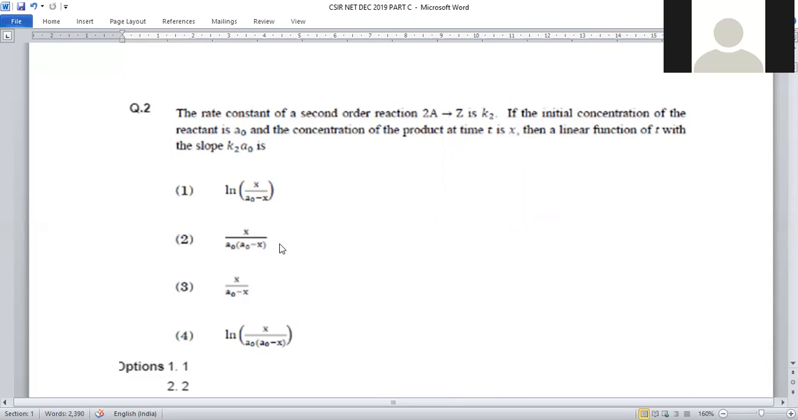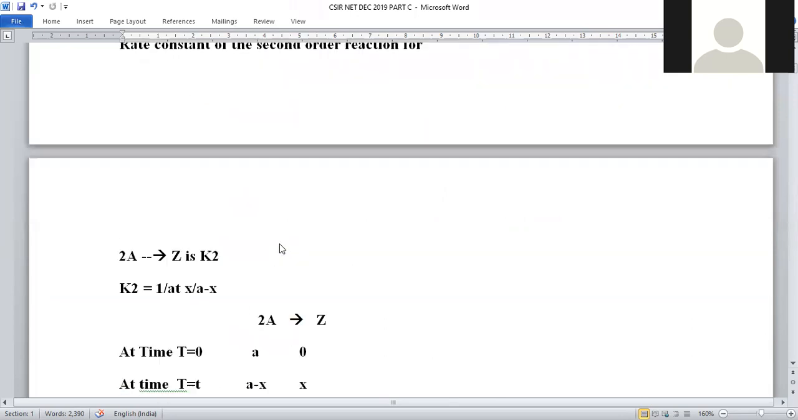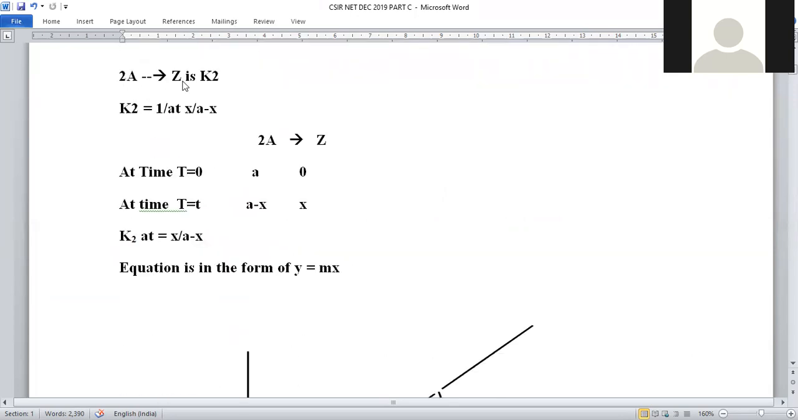In order to predict this, we have to go with second order kinetics. For 2A gives Z, the rate constant K2 is given as 1 by At into X by A minus X, right? So here, let us take the denominator term to the other side, then it is converted into K2At equals X by A minus X. The equation is in the form of y equals mx, where the Y coordinate term will be X by A minus X, the slope will be K2A, and X will be time.